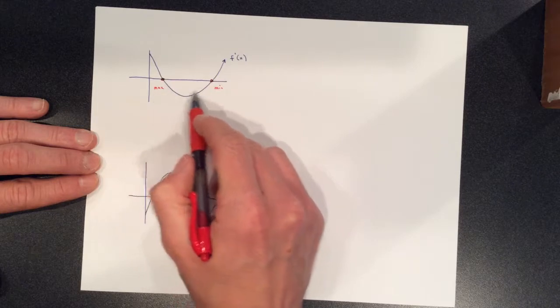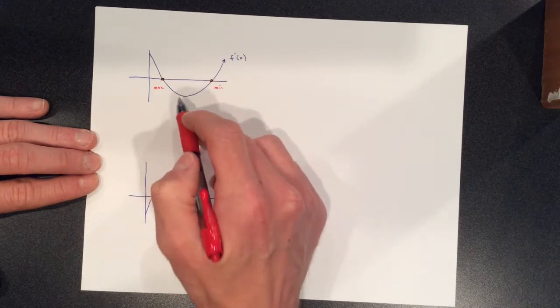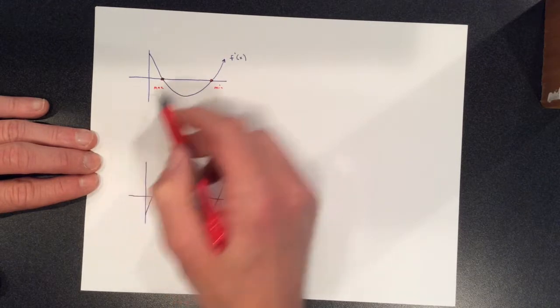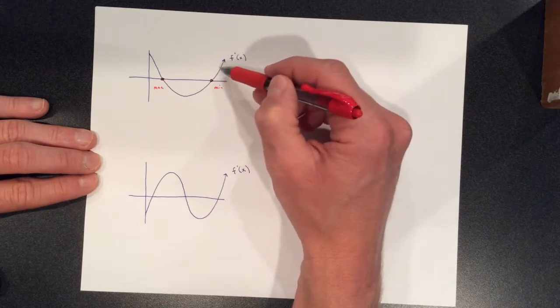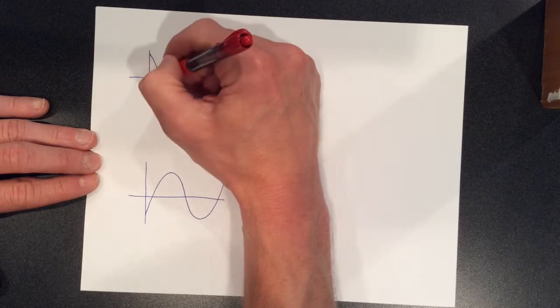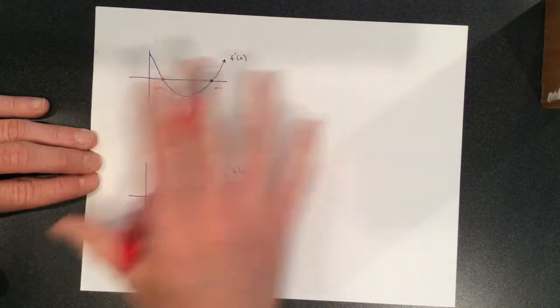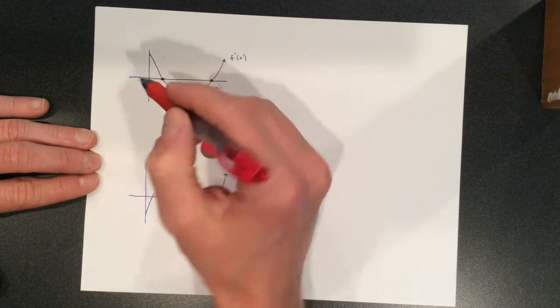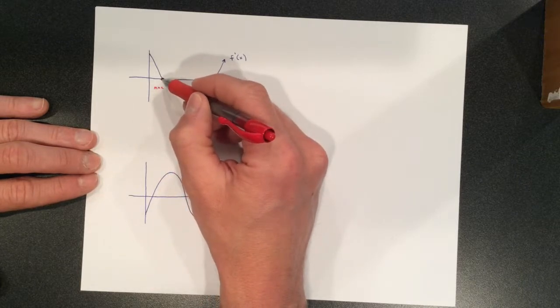Again, this is a negative derivative. We're looking at the graph of the derivative, and it's negative because it's below the x-axis. And then this is a positive derivative up here because it's above the x-axis. Max and then min. So I'm just going to put a dot up here at the same x value. I don't know where the max is. The max could be here or here. I just know it's a maximum at this x value.